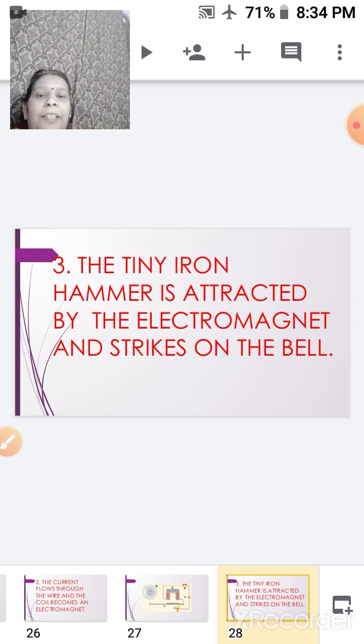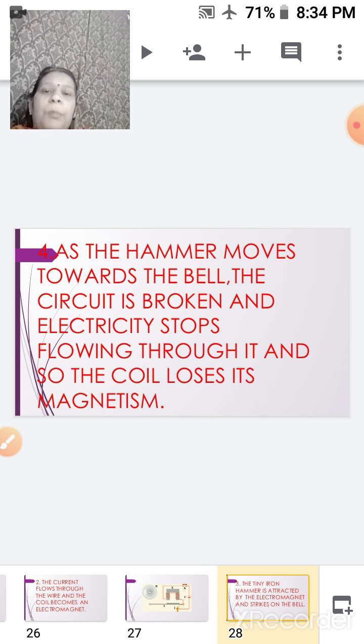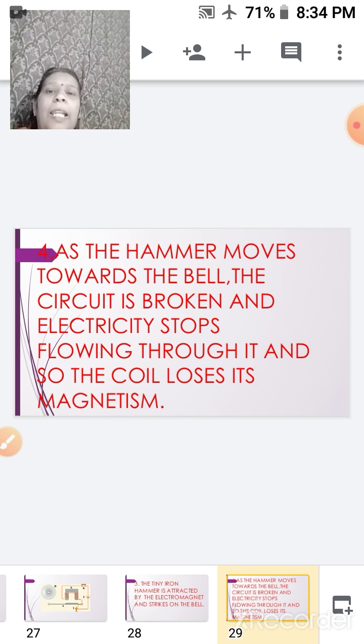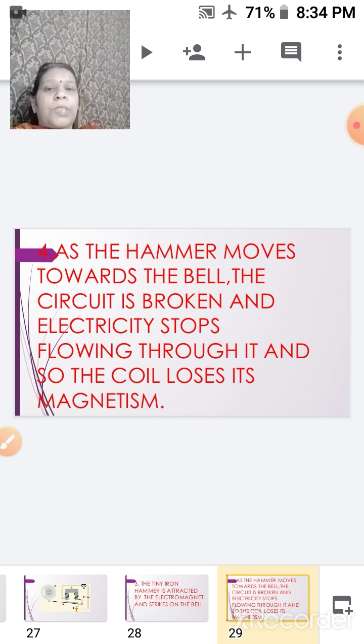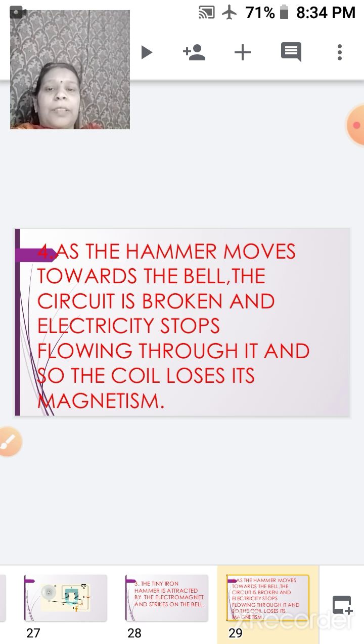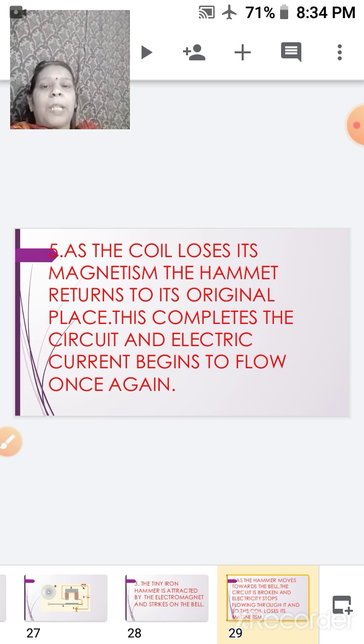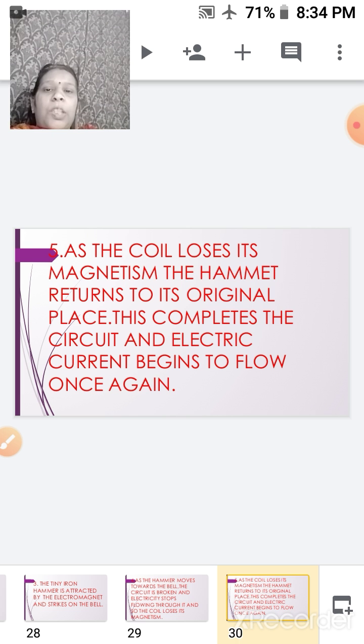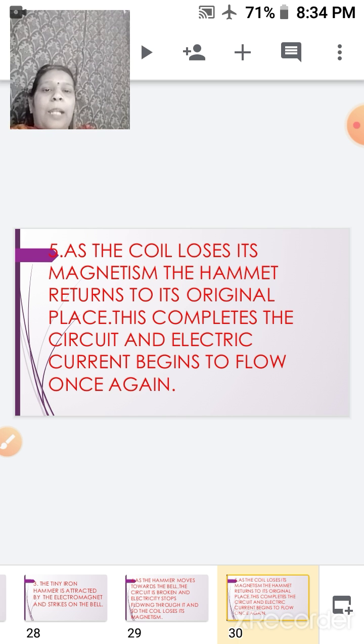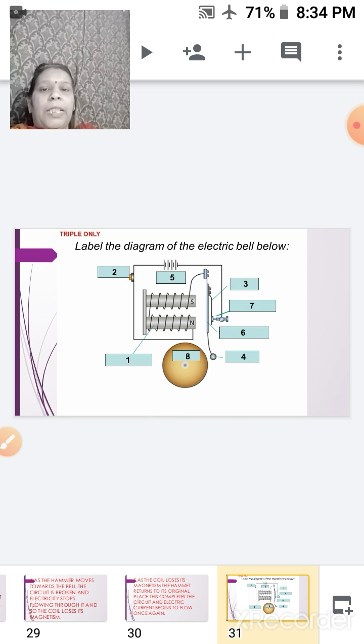This tiny iron hammer is attracted by the electromagnet, and this strikes the bell or the gong. As the hammer moves towards the bell, the circuit is broken and the electricity stops flowing through it. So the coil loses its magnetism. As the coil loses its magnetism, the hammer returns back to its original place, and this completes the circuit, and the electric current begins to flow once again.